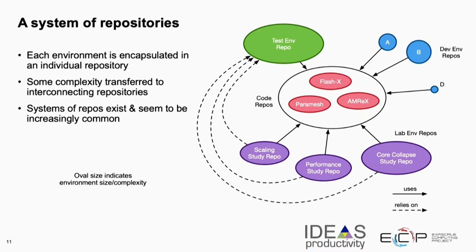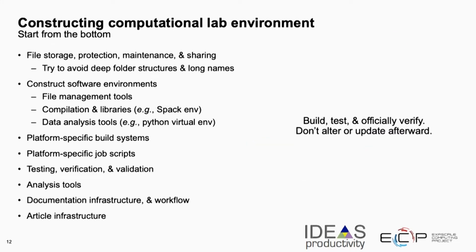And then we have these satellites of laboratory environments that have a use relationship to it. We have a test environment. Some developers decided to put in their development environments. And then we have a couple of different study repos in terms of scaling performance and core collapse, let's say. It doesn't just have to be that simple use. These different study repos might actually have a relies-on relationship to this test environment in terms of doing their testing and their verification.